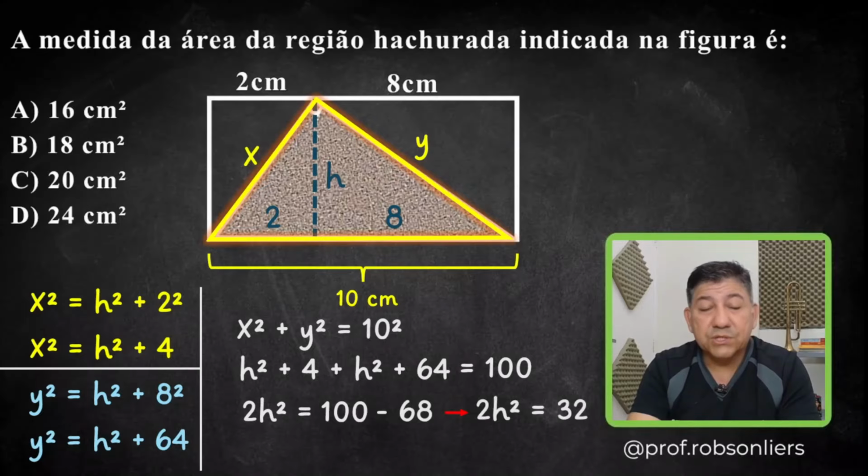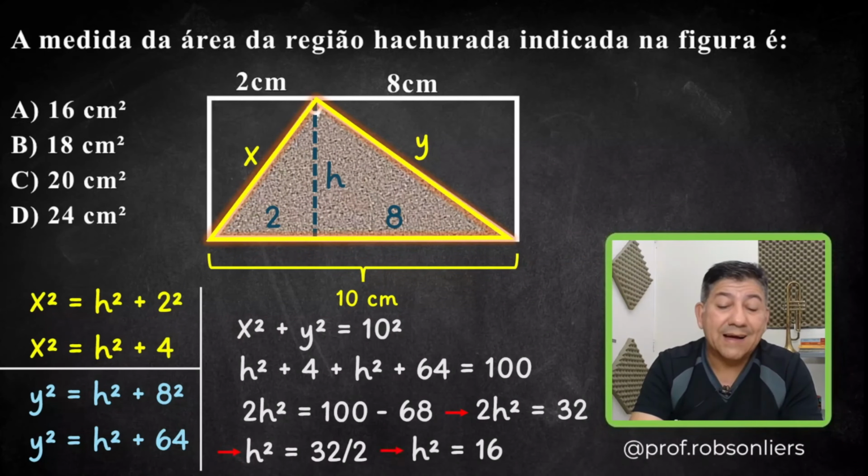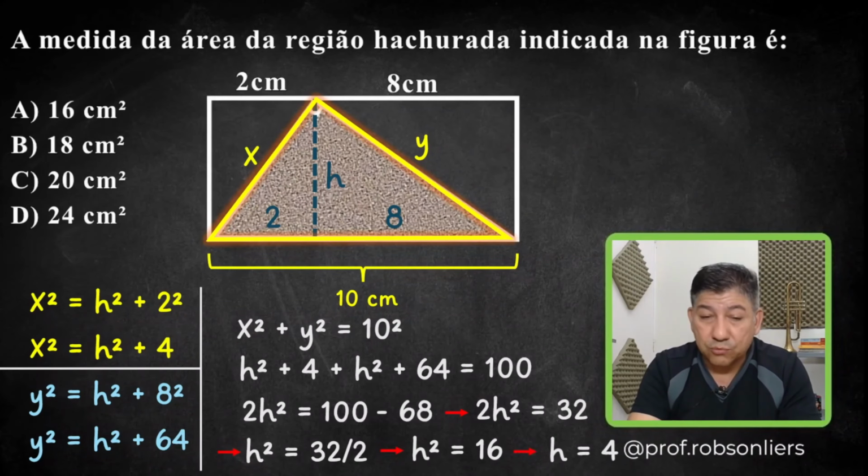I'm going to take the 2 that's multiplying the h squared and move it to the other side dividing. So h squared will be equal to 32 divided by 2. 32 divided by 2 is 16. So we conclude that h squared is 16. Now what number squared is 16? It's 4, right? With that we conclude that h is equal to 4. I found the height. All right, I have the base and I have the height.